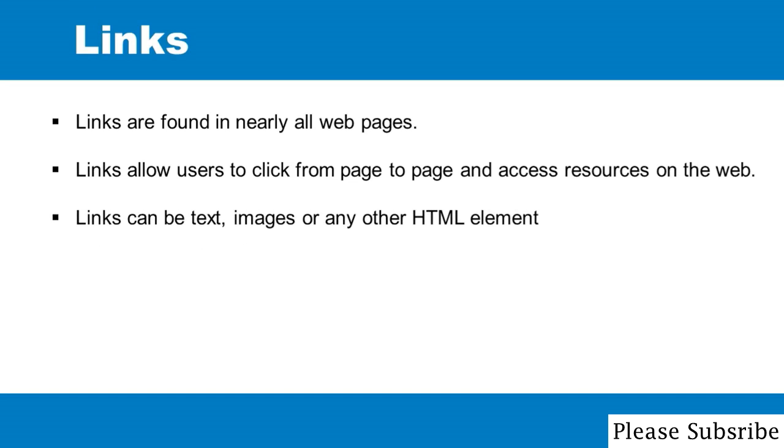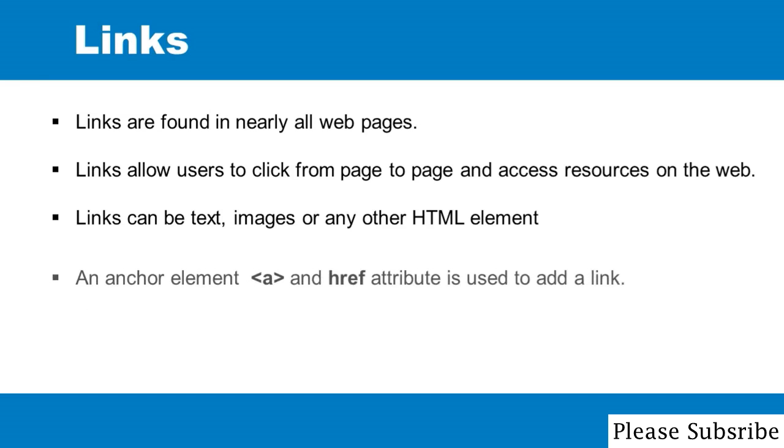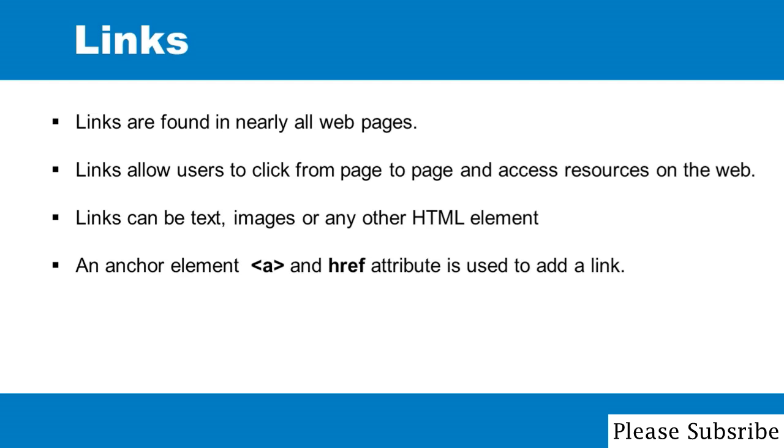To create or add a link, you need to use a simple element, which is referred to as the anchor tag, which is abbreviated to A, and you also need a special attribute called the href attribute. The href attribute is used to specify the destination address. So when the link is clicked on, you want it to take the visitor somewhere else. So you use the href attribute to specify the destination address.